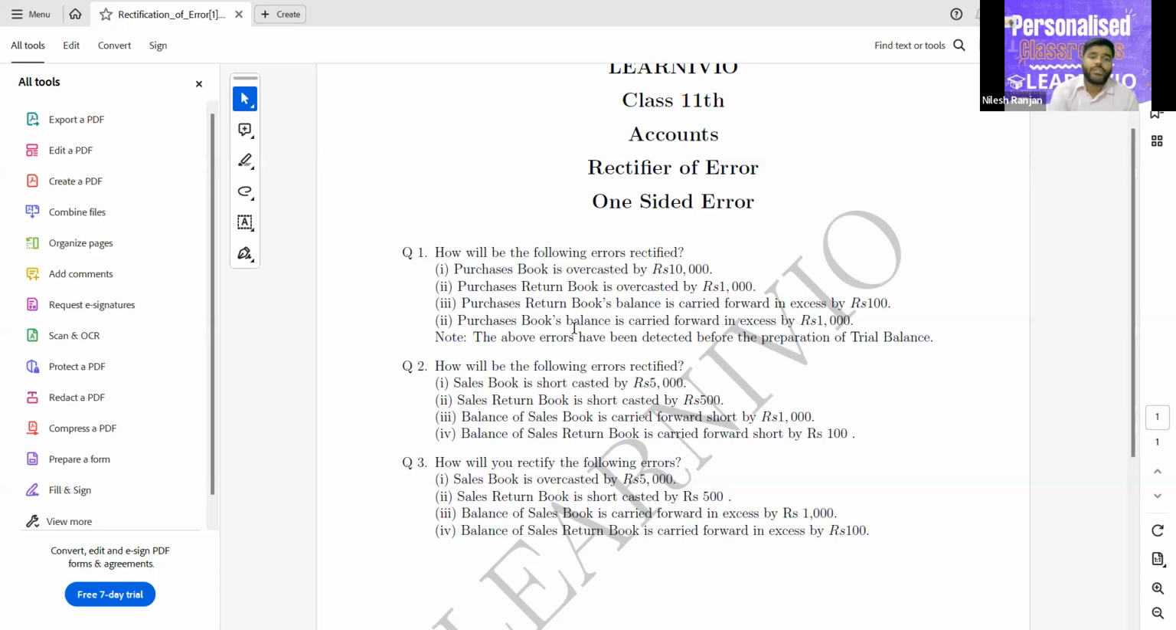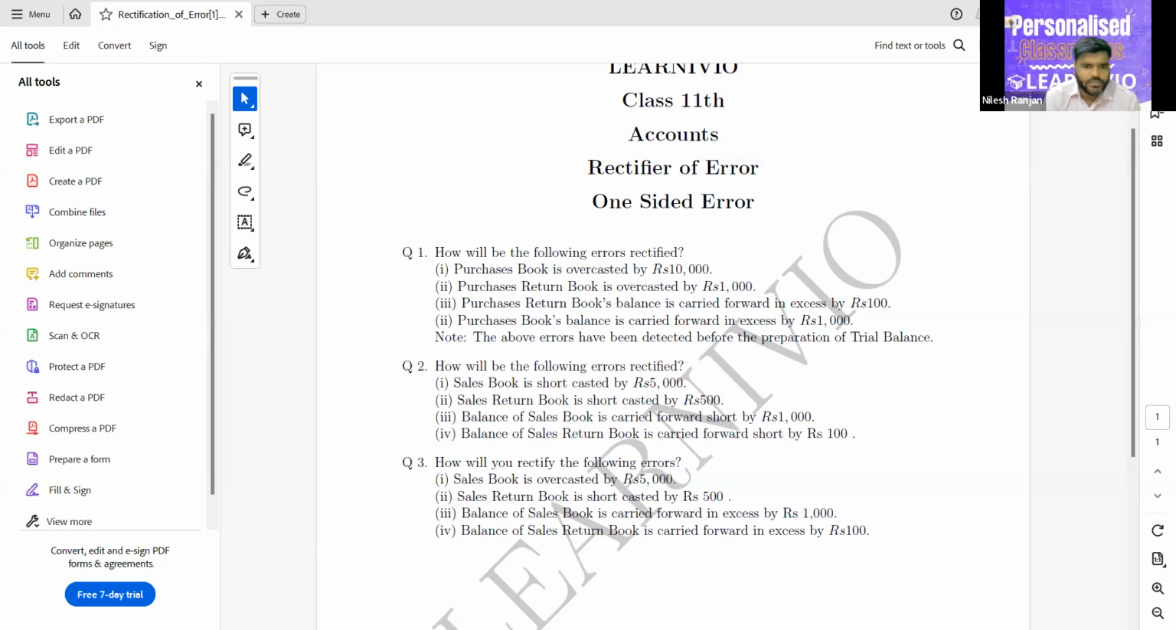Okay. Now tell me the answer of question number 3. By reading the question, you don't have to write anything. Just tell me the answer by reading every point. Purchase return book balance carried forward in excess by 100. First debit item is sales. Question number 3, first point.